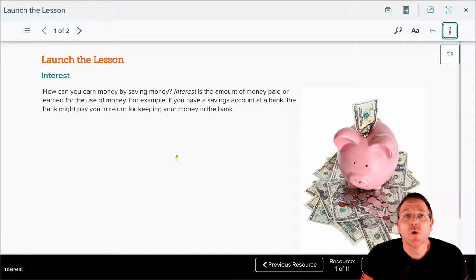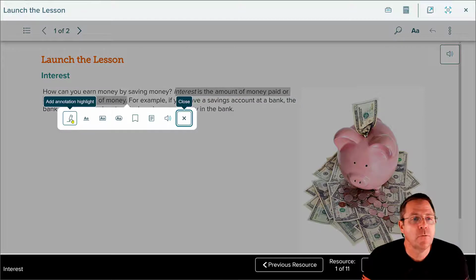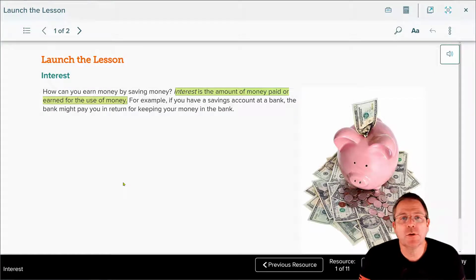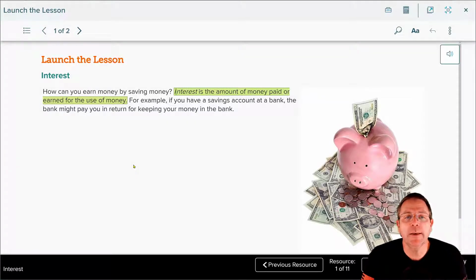How can you earn money by saving money? Well, the word is interest. Interest is defined as the amount of money earned for the use of money. So basically, you're investing your money, and somebody else is spending your money and paying you to use your money. That's the way banks work.